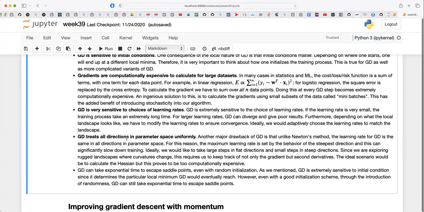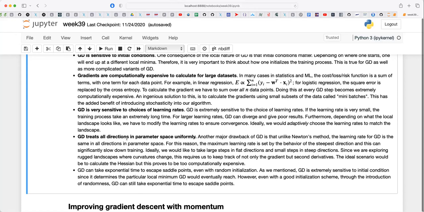And that means that the maximum learning rate is set by the behavior of the steepest direction, and that can significantly slow down training. So ideally, we would like to take large steps in flat directions, and small steps in steep directions. But the gradient descent just runs with a plain equal parameter for all the directions which you have. And this is something which we need to modify.